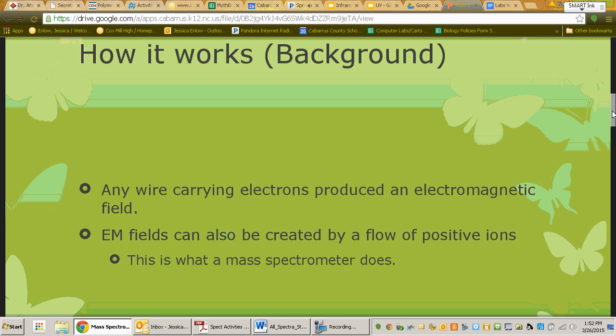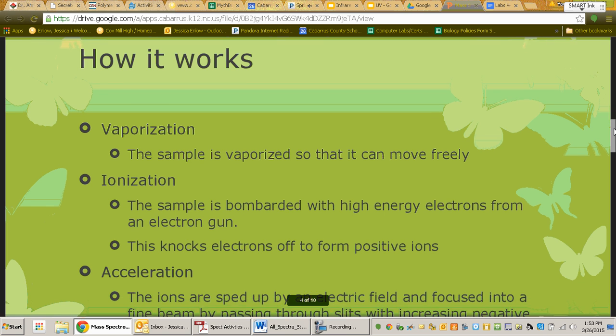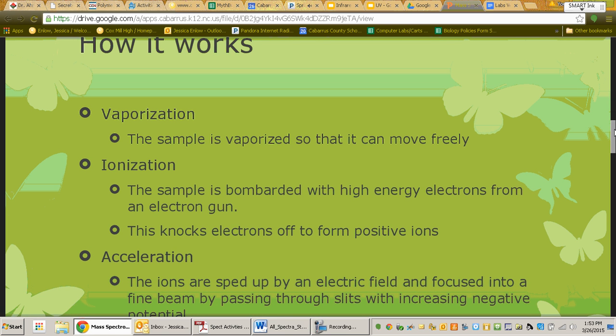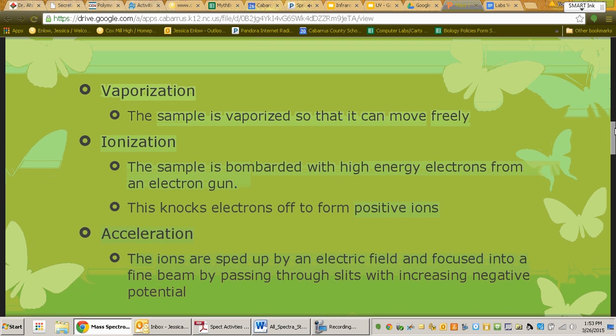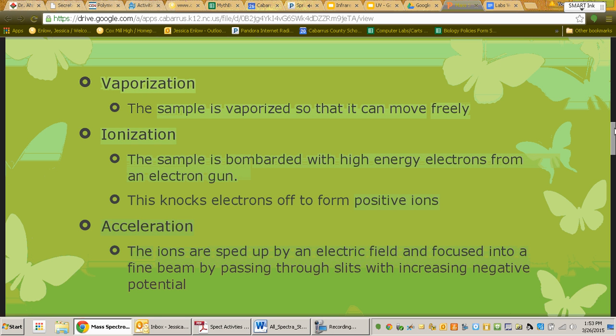Okay, so how it works, just a little bit of background. Any wire carrying electrons produces an electromagnetic field from the flow of electrons, but an electromagnetic field can also be created by a flow of positive charges, and that's actually what a mass spectrometer uses. So the sample is vaporized so it can move freely. If the sample is a solid, it has to be a gas for this to work. The sample is then ionized with high-energy electrons from an electron gun. It knocks off electrons and forms positive ions.